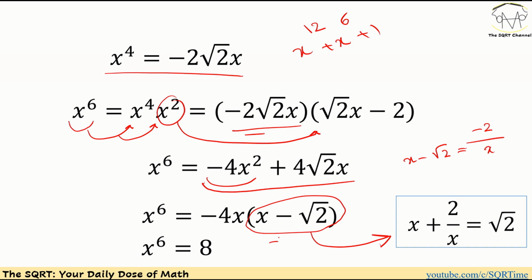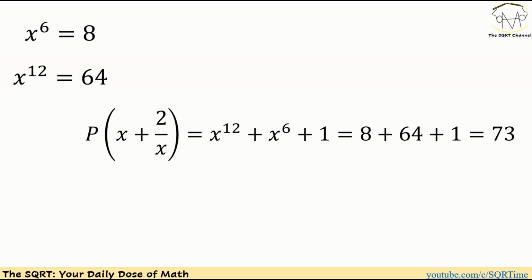So if I use negative 2 over x here, we know that x is not 0. So x and x are going to cancel out each other. Negative and negative are going to be gone. And then I have x to the power of 6 is 8 here. Now I have x to the power of 6 as a constant. So x to the power of 12 is going to be 8 to the power of 2, or 64.